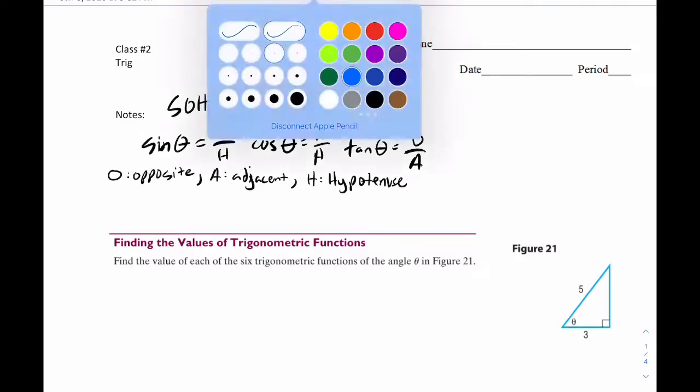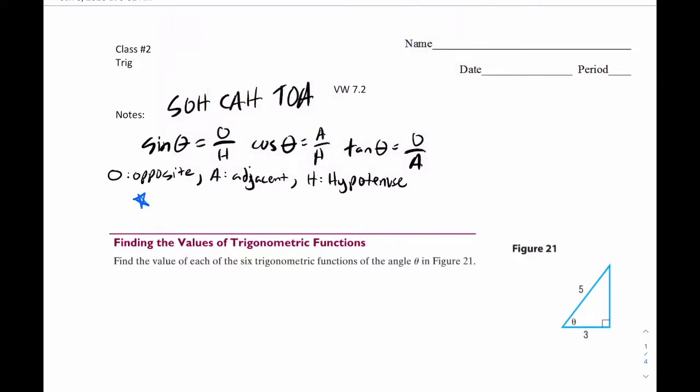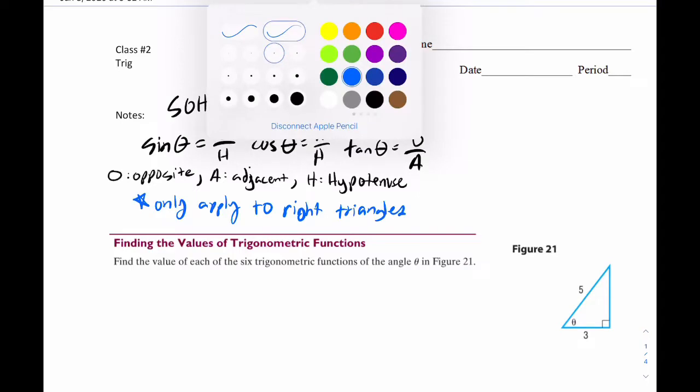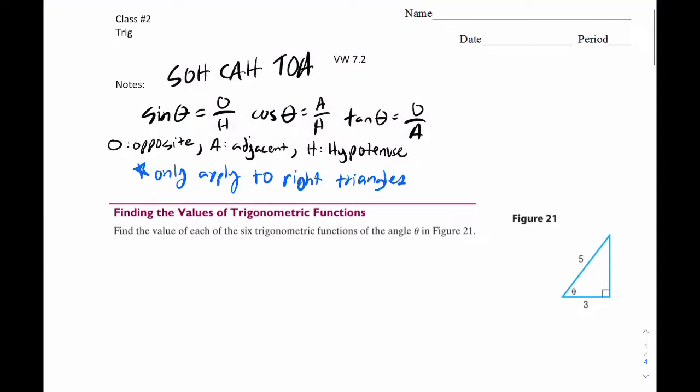And this is the most important part. All of these terms, they only apply to right triangles. So everything we do today is going to apply to right triangles. So let's try our first one. Let's find the value of each of the 6 trig functions of the angle theta.